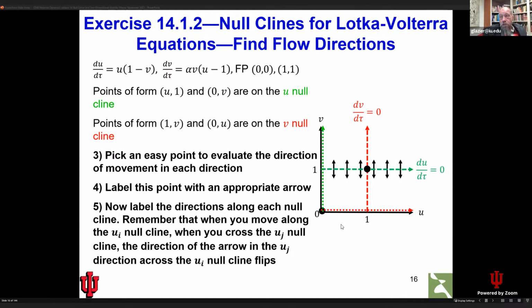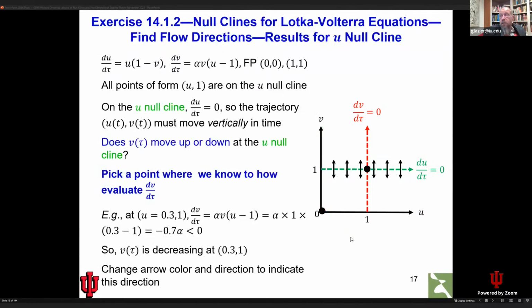Okay. And now I suggested something that people have already done. Pick an easy point where you can evaluate the direction of movement, label that point, and then do what we did before, which is flip things. So once we know the direction in one place, we know that when we cross the U dot null-cline, the direction of the arrow in the U direction flips. We cross the V null-cline, the direction of the arrow in the V direction flips. And so people have already done this, so I'll just walk through the results here.